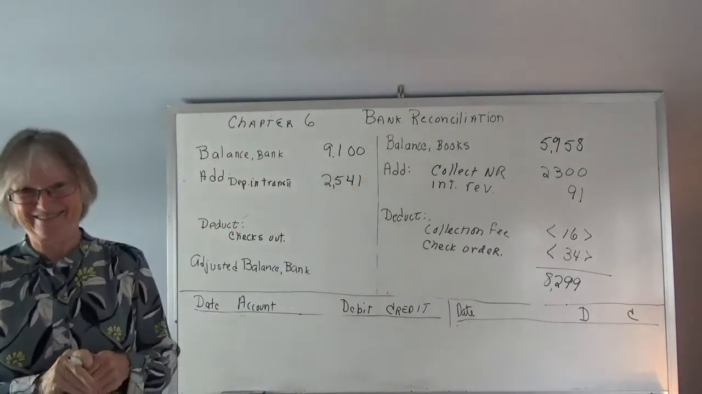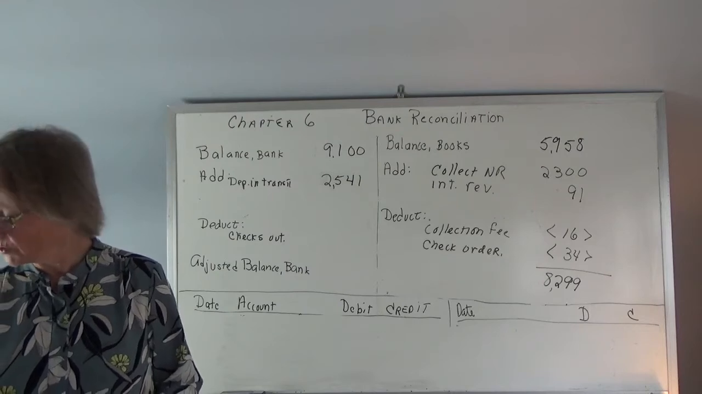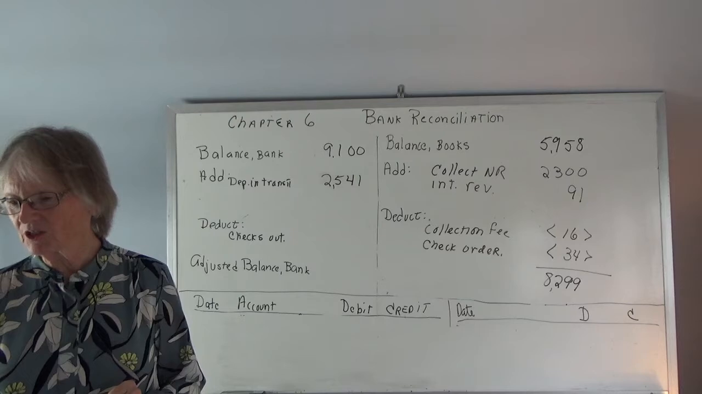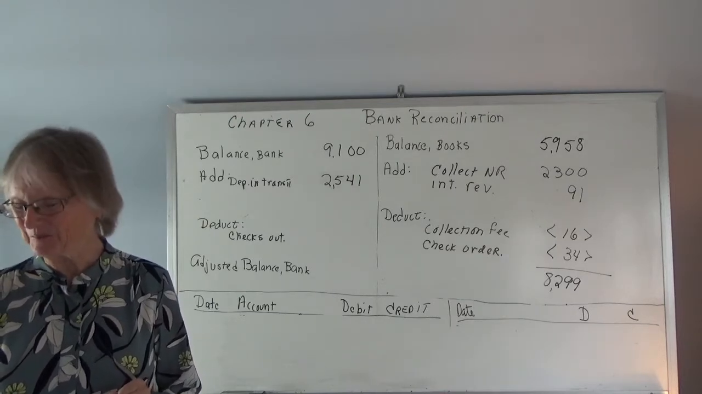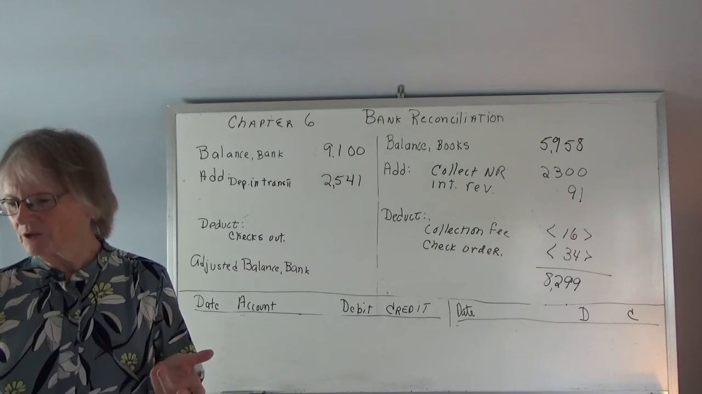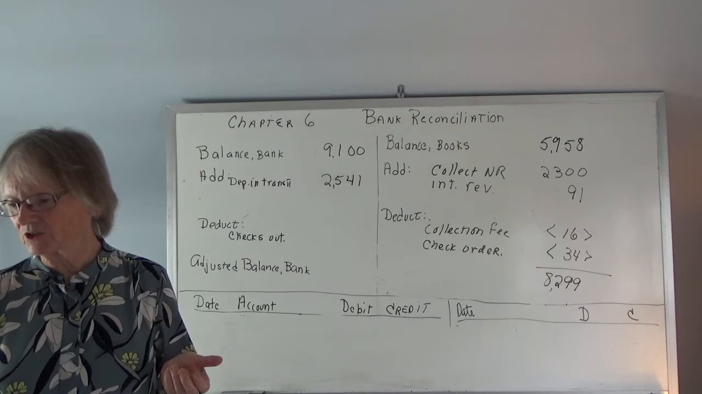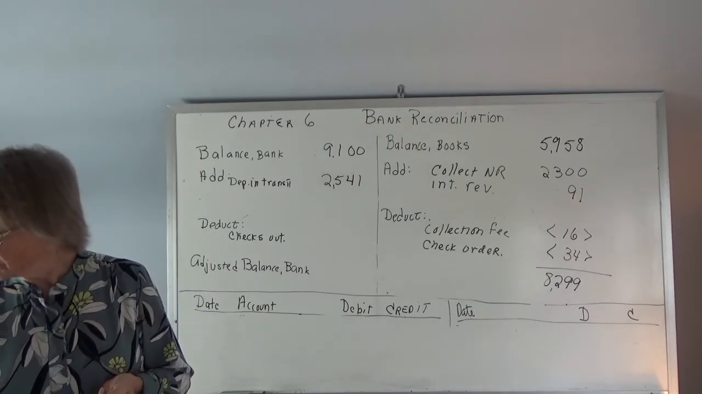Okay, so now checks outstanding. How do we work with that? Well, let's go back and look at the checks outstanding on last month's bank reconciliation. So we're starting with check number 2451 for 700, and 396. You see what I'm talking about. We're going to see if all of those cleared the bank.